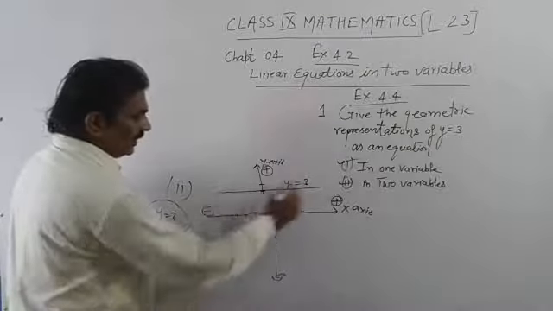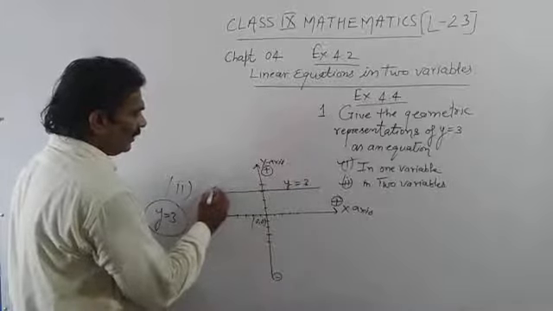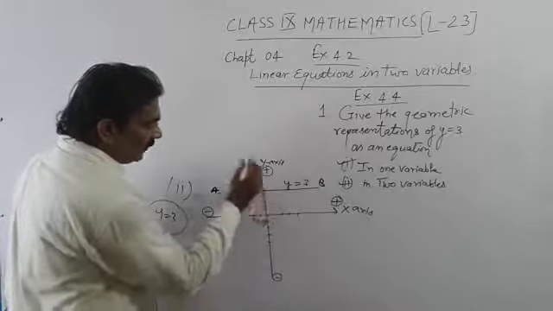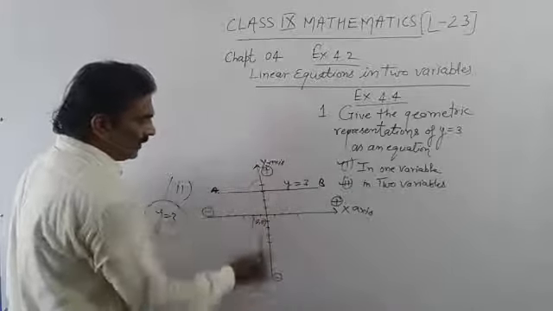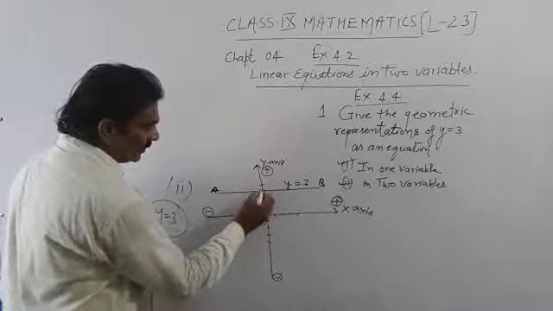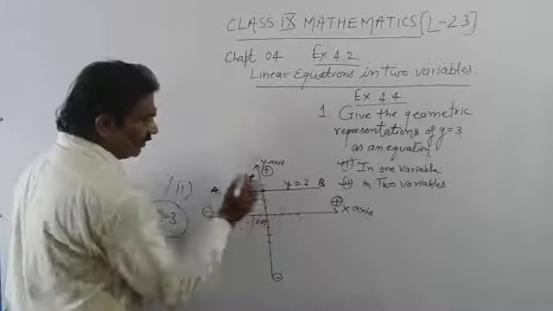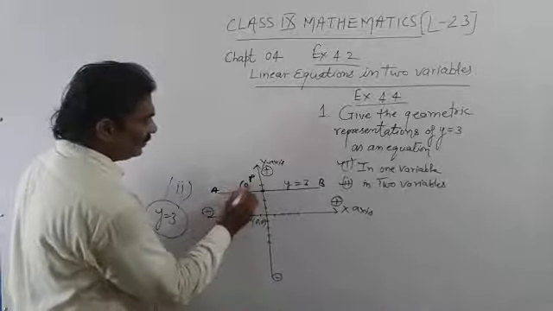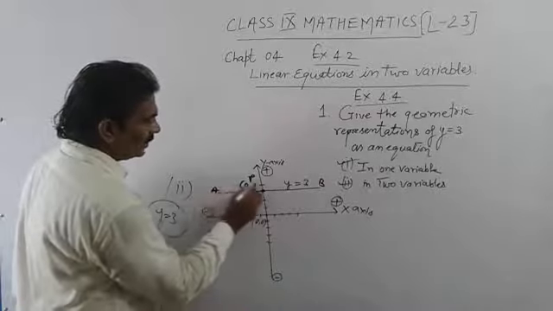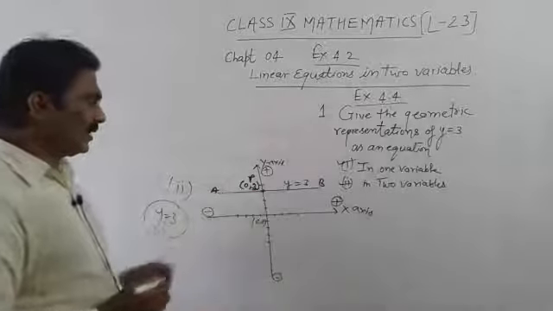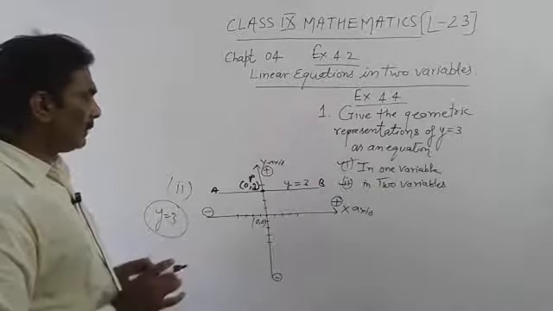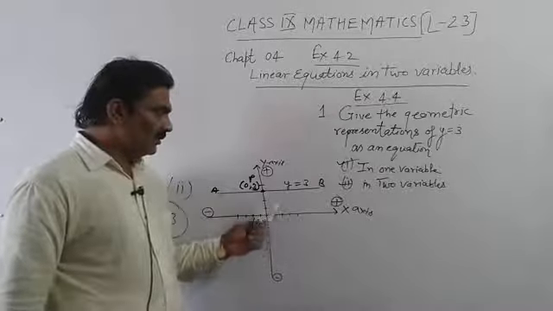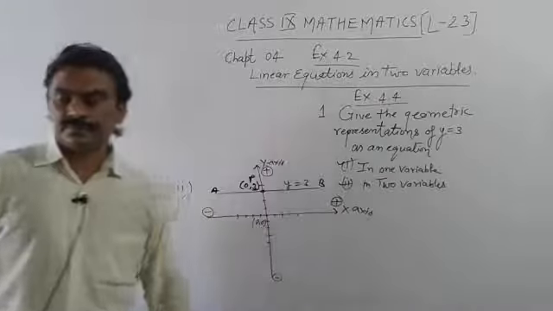So students, this line we call AB represents y = 3. The point of intersection between the y-axis and this line, suppose this point is called P. And what is the coordinate of point P? The coordinate of point P is (0, 3). So we can say that y = 3 is represented in two variables. Write down this point also.